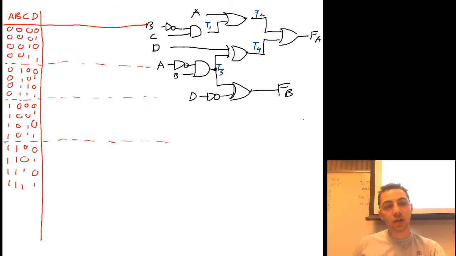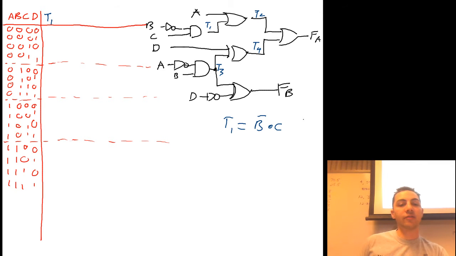So what I'm going to do is start looking at T1. Now T1 is just B0 and C. So I'm going to look for every place where B is 0 and every place where C is 1. B is 0 in the first 4 rows and in the third set of 4 rows. So that's the only place where T1 can be true. The other requirement is that C is also 1. So C is 1 in the bottom half of that grouping of 4.